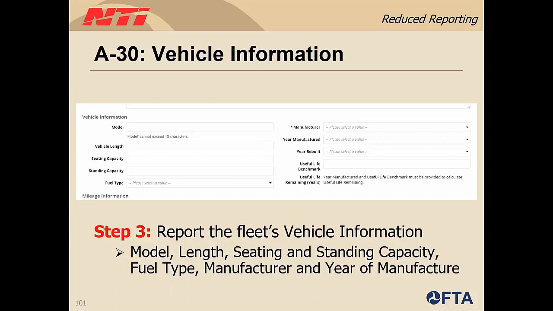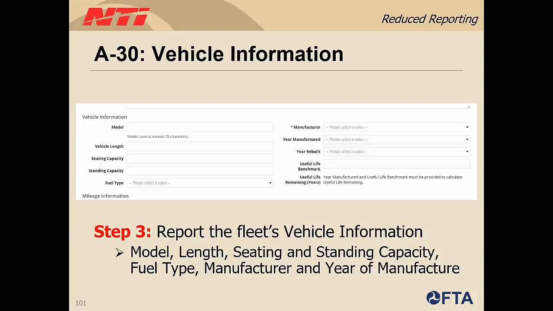Once you have entered the basic information, you report the vehicle information. This includes the fleet's model, length, seating and standing capacity, fuel type, manufacturer, and year manufactured. Some vehicles may have multiple manufacturers. Agencies must report the final manufacturer and model.